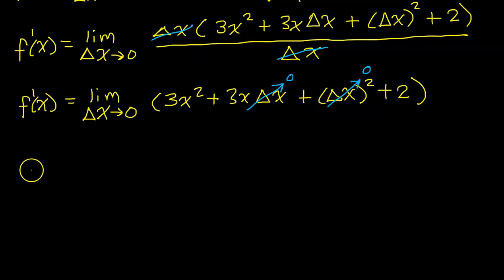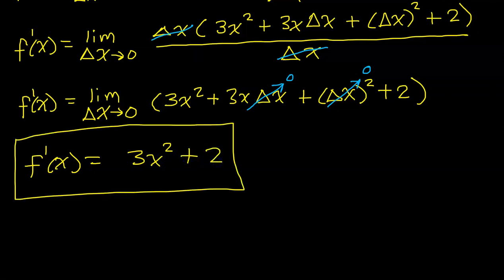All right, now notice, when I write the derivative this time, f prime of x equals, I am not going to write the limit as delta x approaches 0. We've already done the substitution. What we get now is the limit. We've already found the limit. So the limit is 3x squared plus 2. So this is the derivative of f of x, 3x squared plus 2.